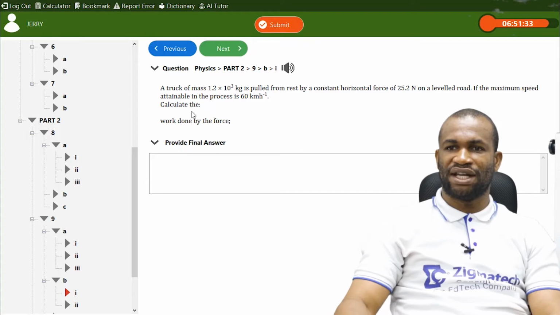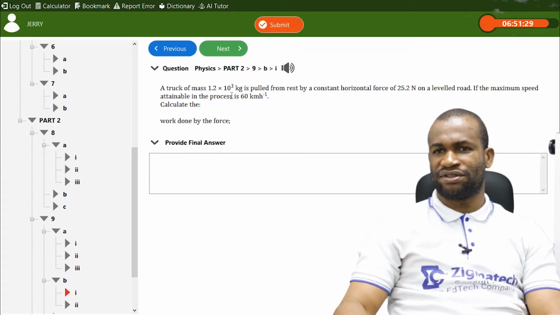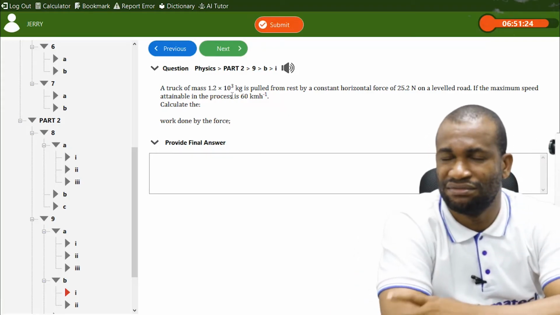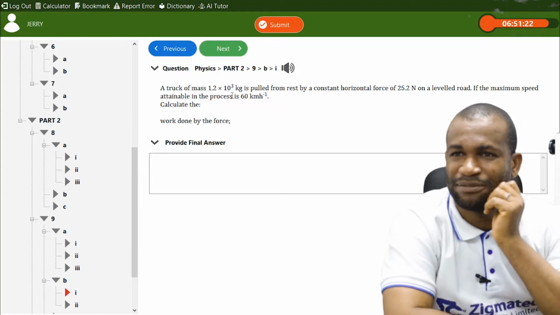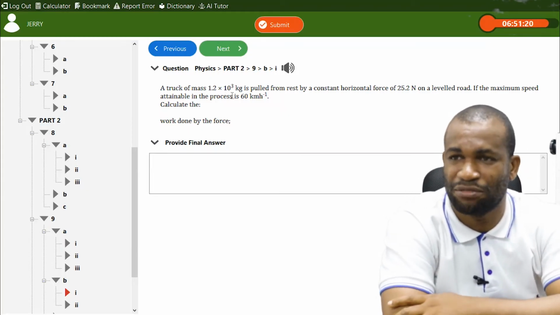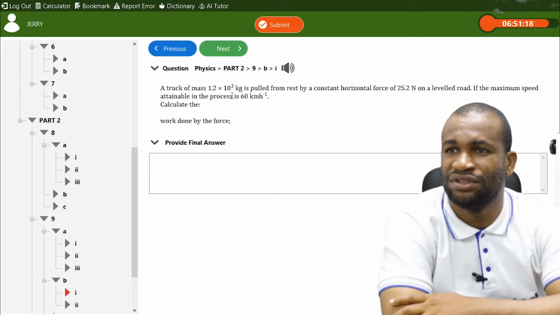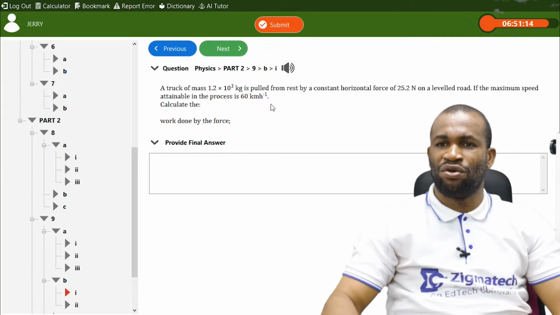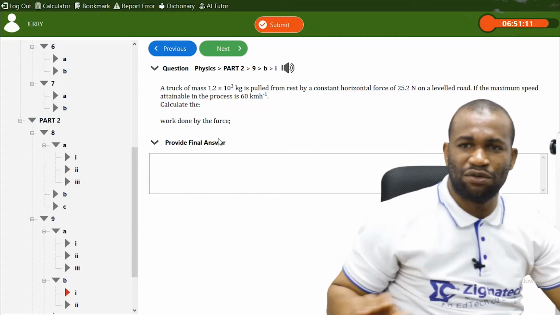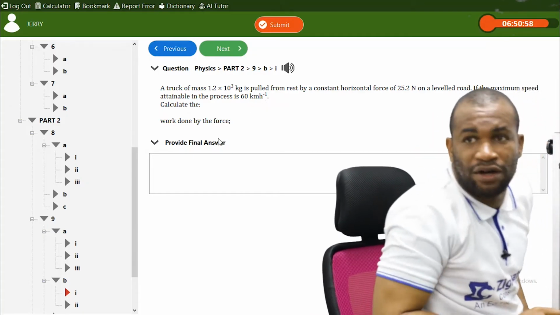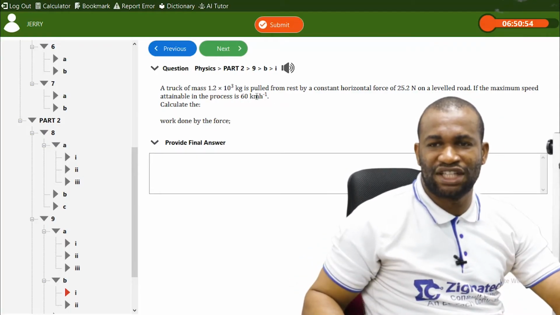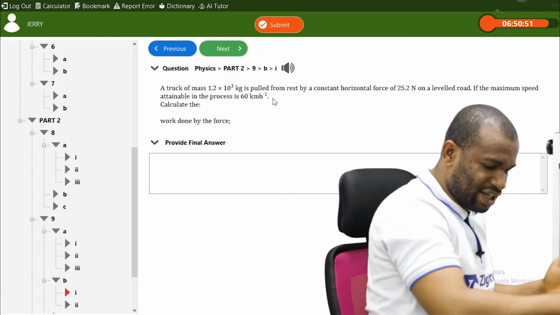Okay, we have number 9B. It says a truck of mass 1.2 times 10 raised to 3 kilogram is pulled from rest by a constant horizontal force of 25.2 Newton on a leveled road. If the maximum speed attainable in the process is 60 kilometers per hour, calculate the work done by the force. All right, the first thing I have to do is to convert this kilometer per hour to meters per second.